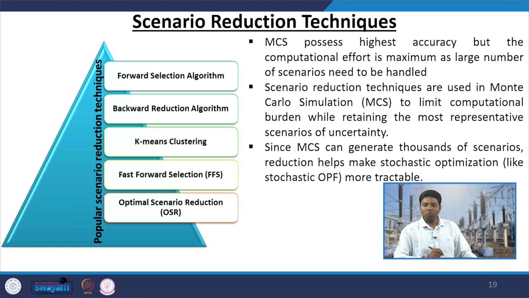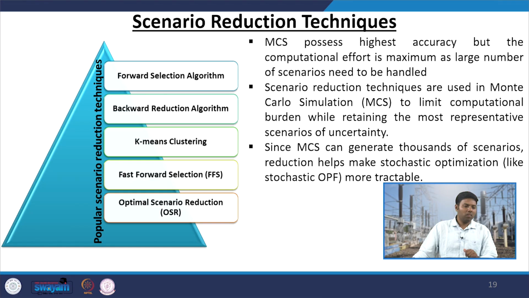Now, we will focus on the scenario reduction technique. We have seen that Monte Carlo simulation is the process with higher accuracy, and it gives very good results. But for that you have to deal with thousands of scenarios. Is it really possible to deal with thousands of scenarios all the time, for all time steps? And if you have multiple uncertain events, then each will give you 1000 scenarios. That is not possible. So though MCS possesses the highest accuracy, the computational effort is maximum as a large number of scenarios need to be handled.